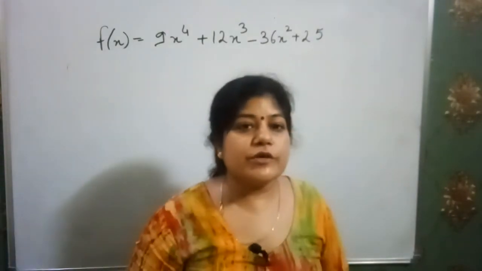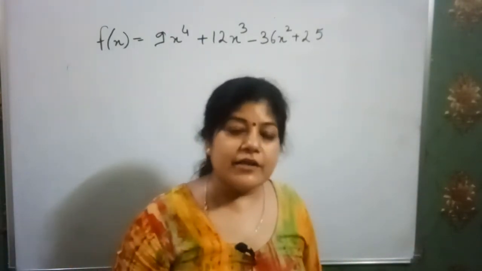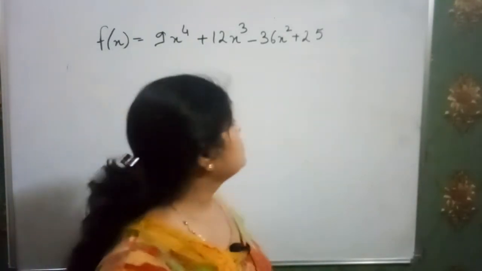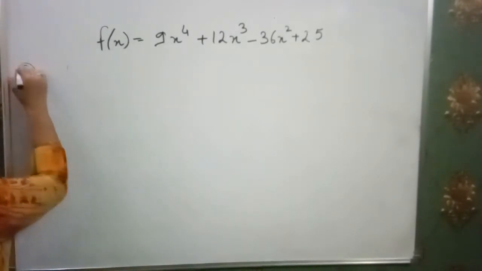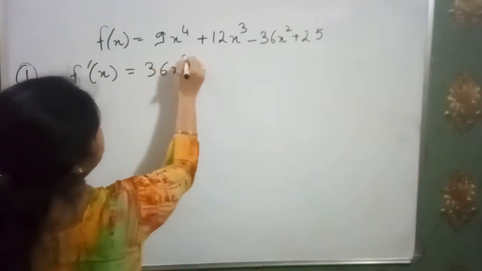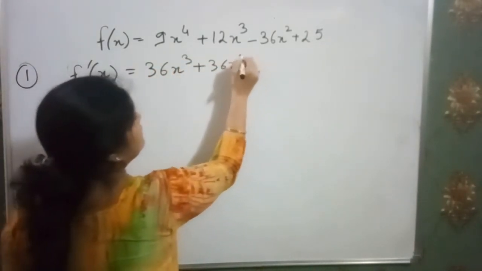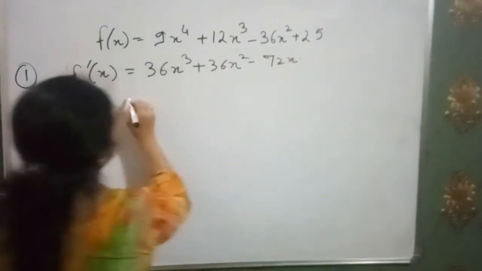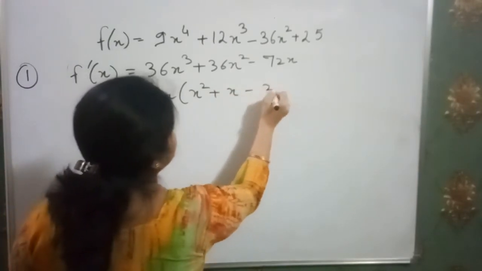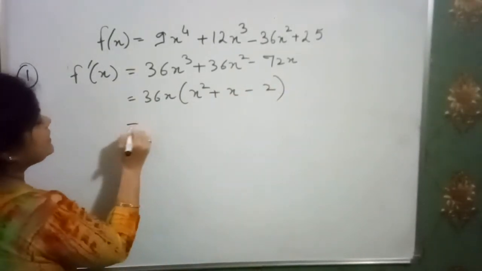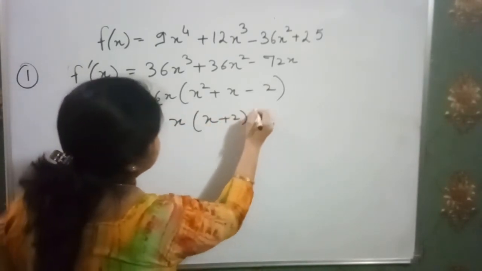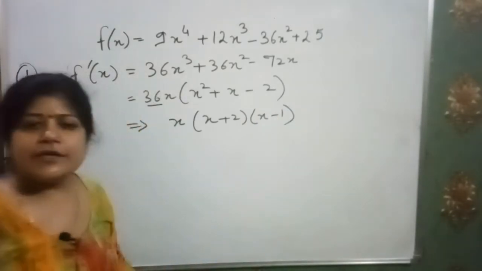Now students, I am going to explain how you will find the increasing and decreasing functions. I am taking the same question. Now just first step for that also: find the f dash x. So it is 36x cube plus 36x square minus 72x. Take 36x common, so we have x square plus x minus 2. Clear? So ultimately, ignoring 36, we get x, x plus 2 and x minus 1, and I think you know that.